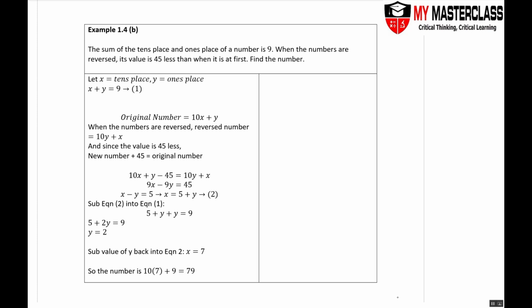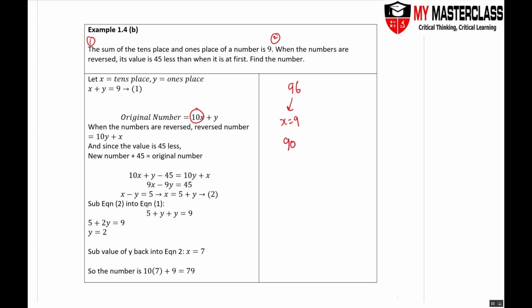So that's equation 1. Next, the second information; here we label it information 1, information 2. When the digits are reversed, its value is 45 less than when it was at first. Remember, use your variables. Your original number is 10x plus y. Why 10x? Because x only represents the digit itself. If I have the number 96, my x will be 9, but the original value of the tens place will be 90. That's why you have to multiply the x by 10.